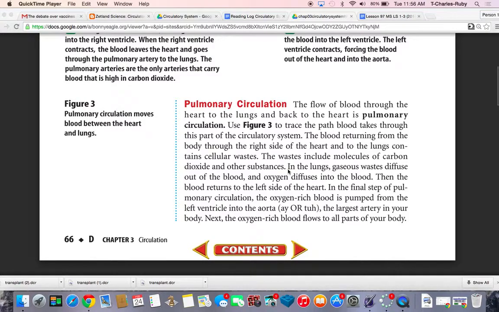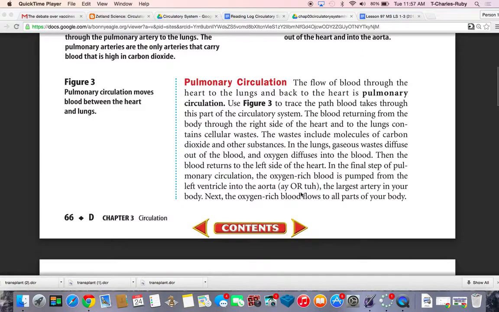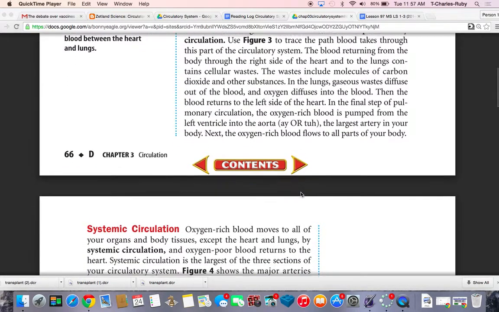In the lung, gaseous waste diffuses out of the blood and oxygen diffuses into the blood. Then the blood returns to the left side of the heart in the final step of pulmonary circulation. The oxygen-rich blood is pumped from the left ventricle into the aorta, the largest artery in your body. Next, the oxygen-rich blood flows to all parts of your body.